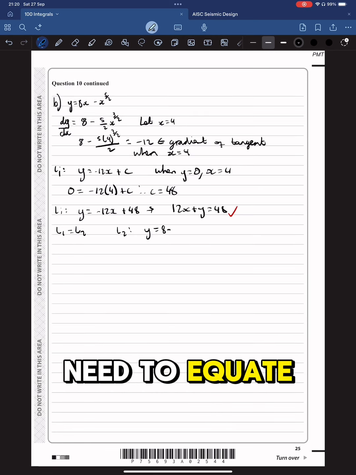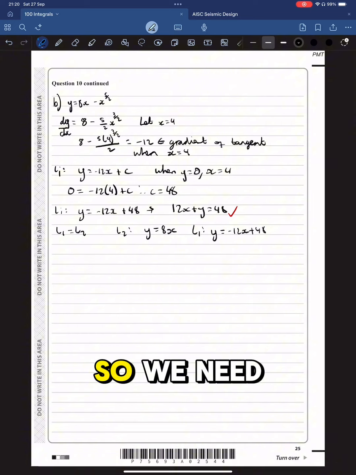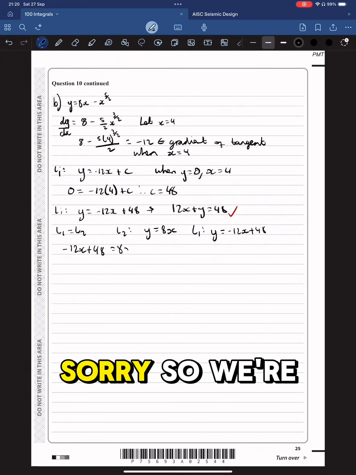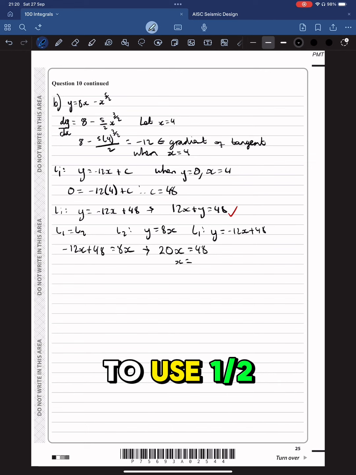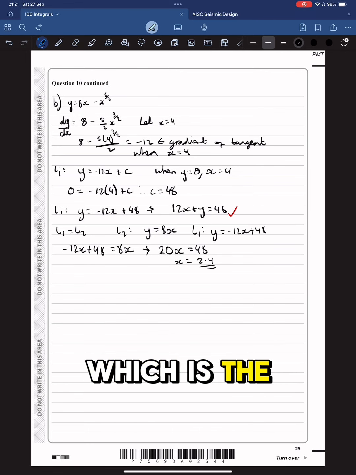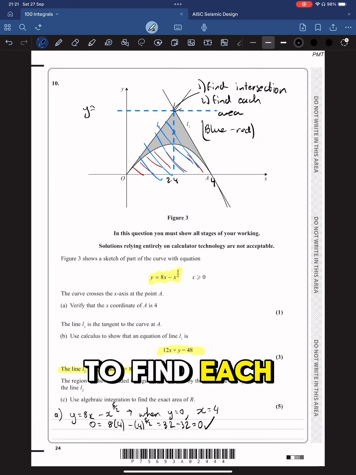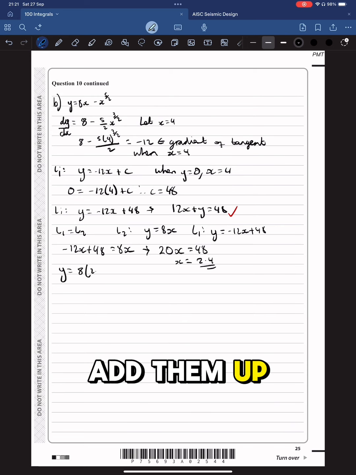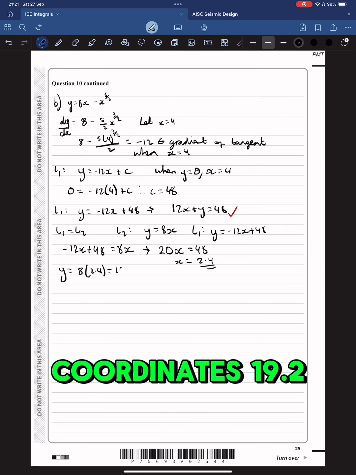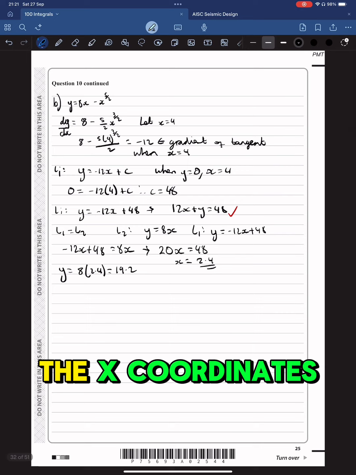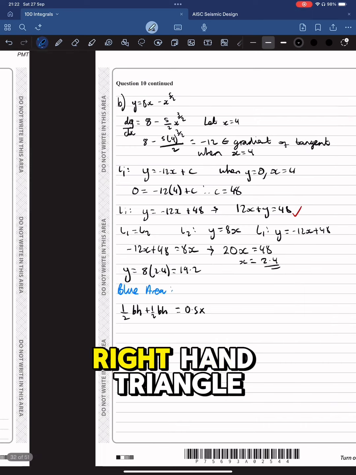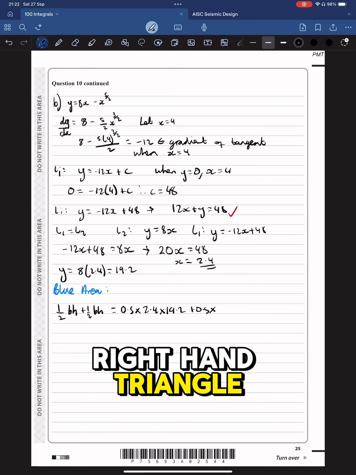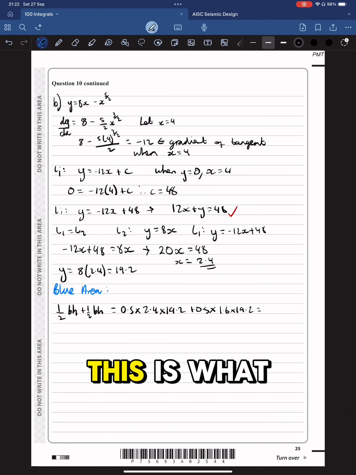Now we need to equate the two straight lines to find the intersection point. We're going to find the x and y coordinates, and then use half base times height, which is the area of a right-angle triangle, to find each area and add them up. We found that the y coordinate is 19.2 and the x coordinate is 2.4. So now we're going to use the right-hand triangle area formula. Yeah, this is what we're doing.